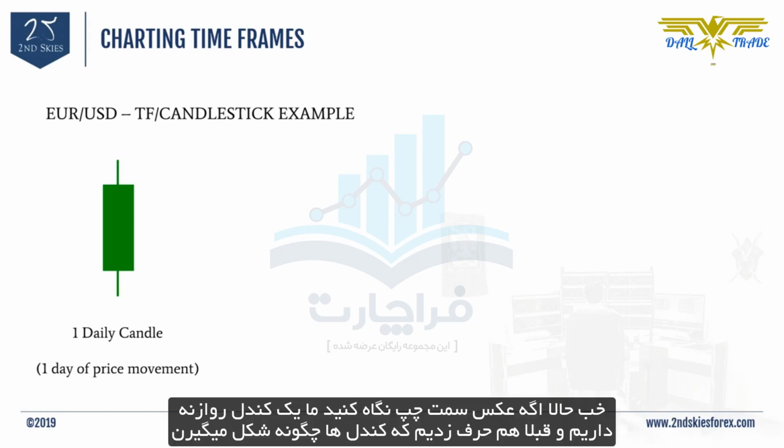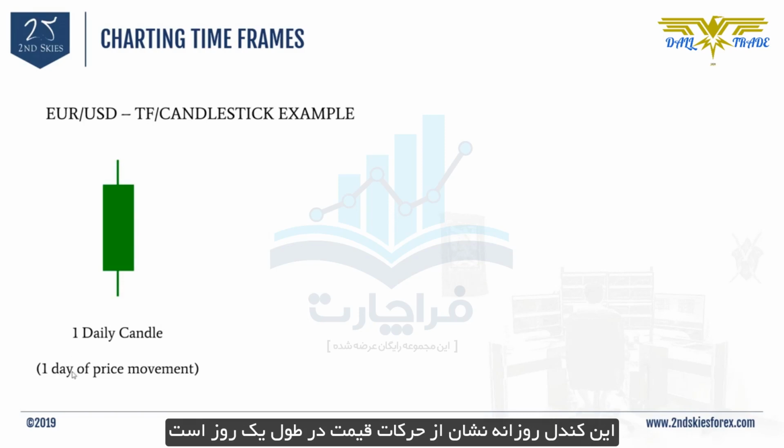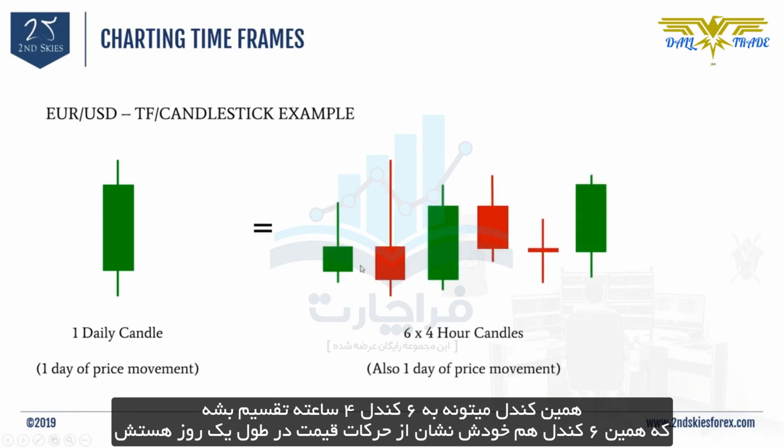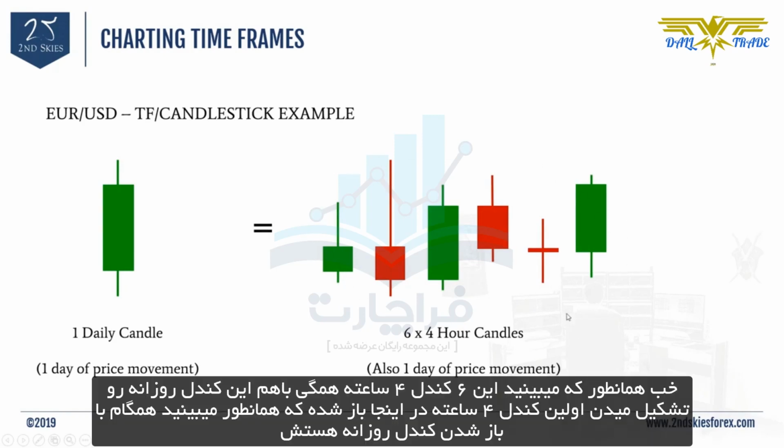So if you look here to the left, you have one daily candle, and how it forms we've already discussed. This daily candle, which is 1 day of price movement, can be broken down into 6 4-hour candles, which also represent 1 day of price movements. So all of these 6 4-hour candles formed this daily candle. So just to show you here, this first 4-hour candle in this series, which is 6 times 4, it's 24 hours, 1 day of price action.